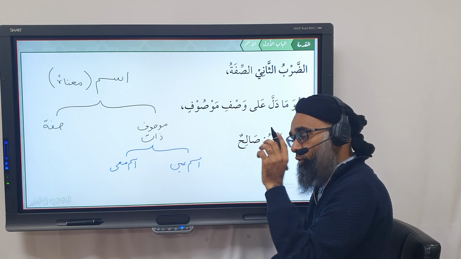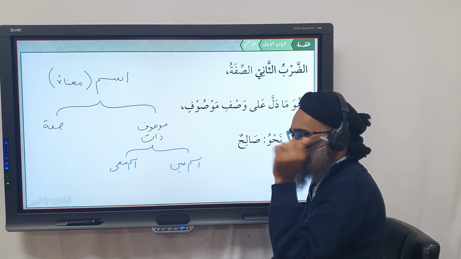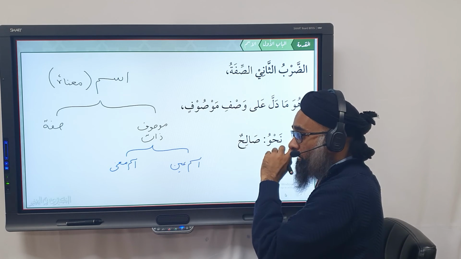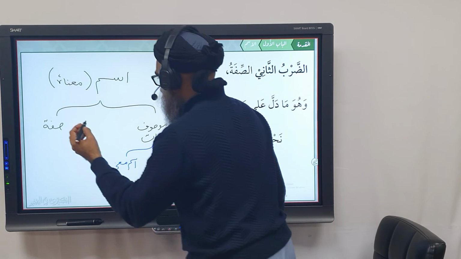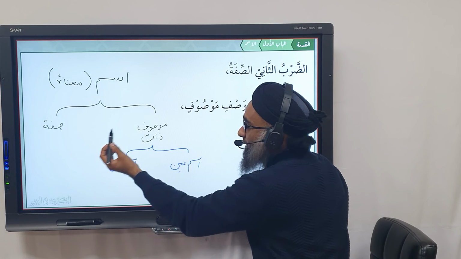Again, it's not useless. This will come up later on. When you know these terms, you will see that they are used in Nahw as well, and you will see these terms are very important. It comes up in Aqidah as well. And so, ismu ayn, ismu ma'na and sifa.